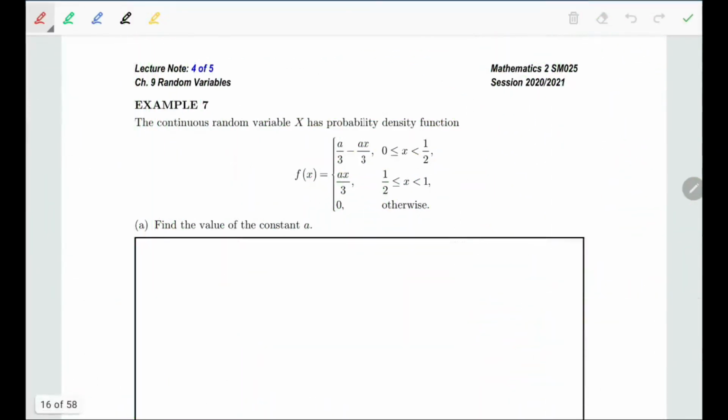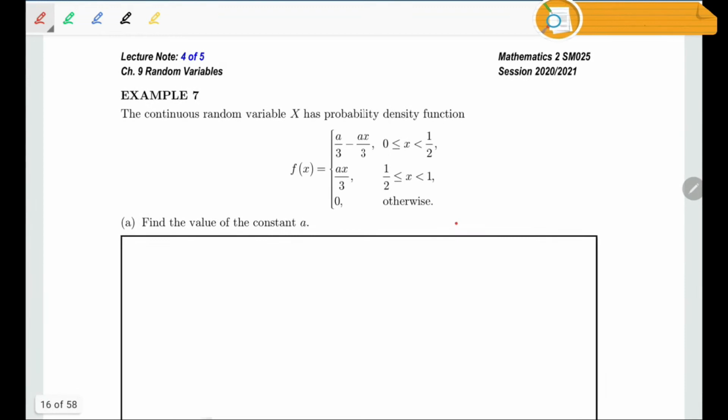Alright, let's continue with example 7. You are given that the continuous random variable x has the probability density function. So you are given the PDF. And for part A, find the value of the constant A.